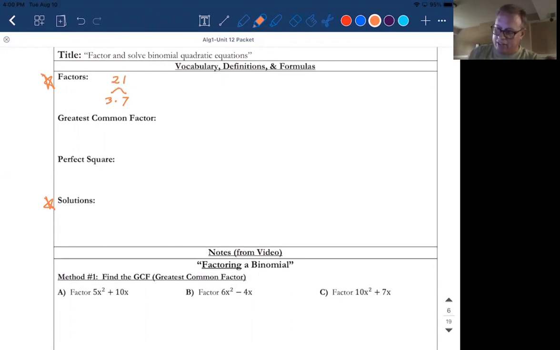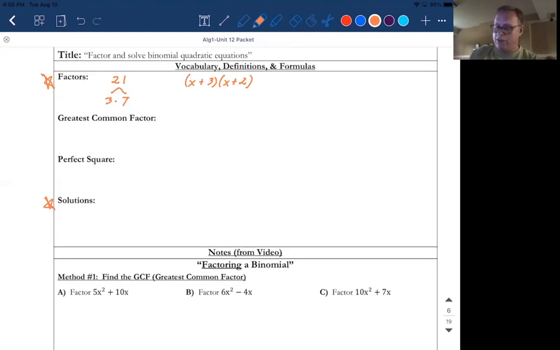We could also have factors that look like this. Let's say we have x plus 3 and x plus 2. Now those are variable factors. And so we know 3 times 7 is 21 from the last example.